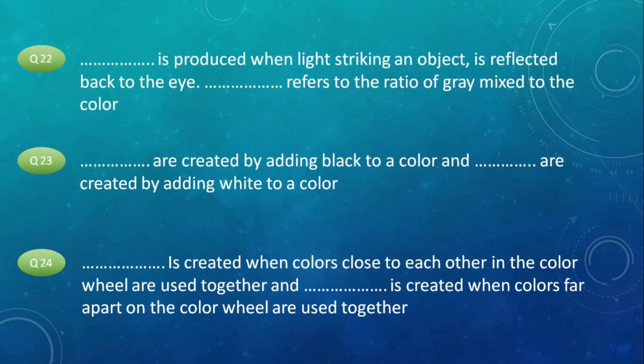The right answers are: color is produced when light striking an object is reflected back to the eye, and chroma refers to the ratio of gray mixed to the color. Shades are created by adding black to a color, and tints are created by adding white to a color. Harmony is created when colors close to each other in the color wheel are used together, and contrast is created when colors far apart on the color wheel are used together.